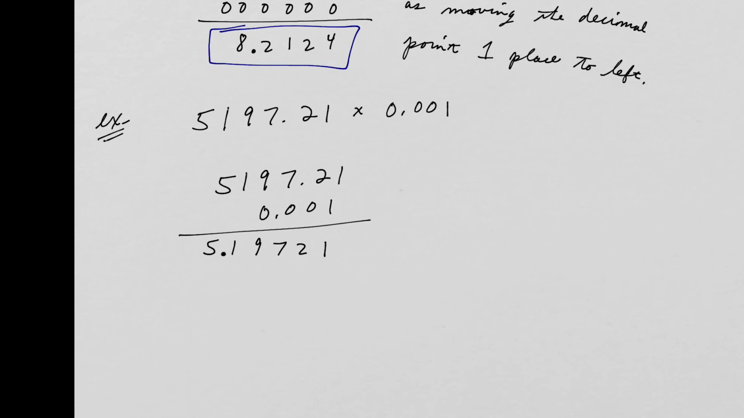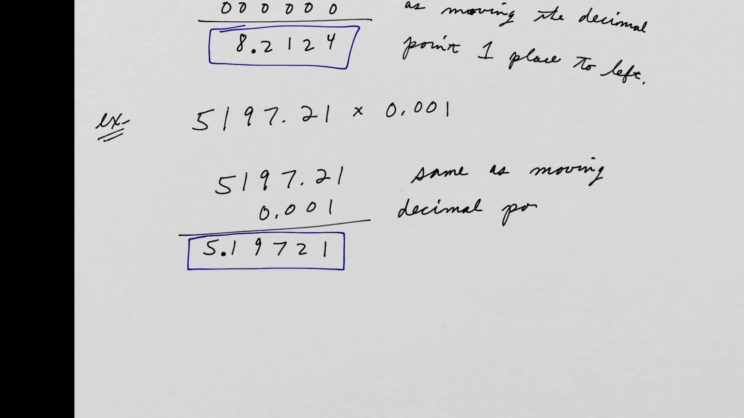So this is the answer, and again, how does that compare to the original number? It's the same as the original number, except I move the decimal point 3 places to the left. So if I multiply by 0.001, which is 1 over 1,000, it's equivalent to moving it 3 places to the left. If I multiply by 1,000, it's equivalent to moving 3 places to the right. So in this case, I'm moving the decimal point, same as moving the decimal point 3 places to the left.